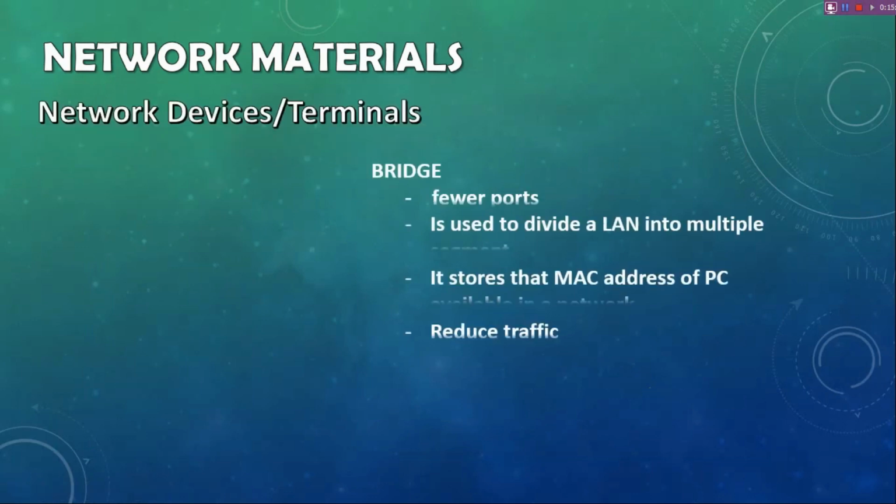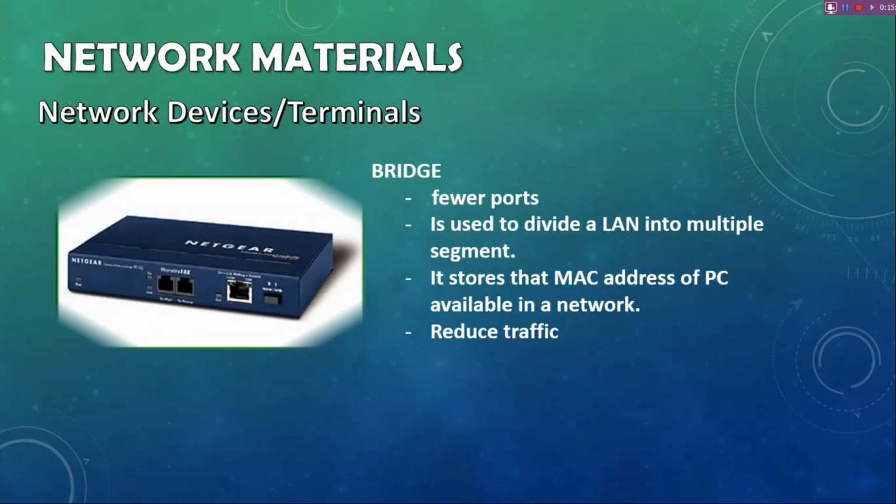Next, bridge. So, a bridge was introduced to combat some of the shortcomings of the hub. They are used to segment networks into smaller sections. When data reaches the bridge, it decides whether or not to forward the data by looking at the destination and source MAC. A bridge has fewer ports. It is used to divide a LAN into multiple segments. It stores the MAC addresses of PCs available in the network and it reduces traffic.